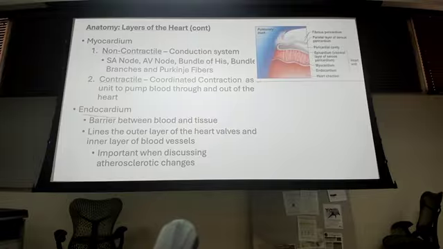Then we talked about the endocardium, which is a barrier between the blood and the tissue. And we talked about how this lines all of the structures inside the heart, to include papillary muscles, the valves themselves, and even into the blood vessels. That's important because understanding where that layer is can help you understand, when you have a patient with infective endocarditis, where you can expect this vegetation and infection to occur.